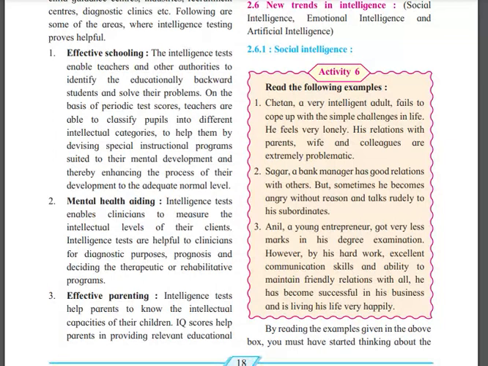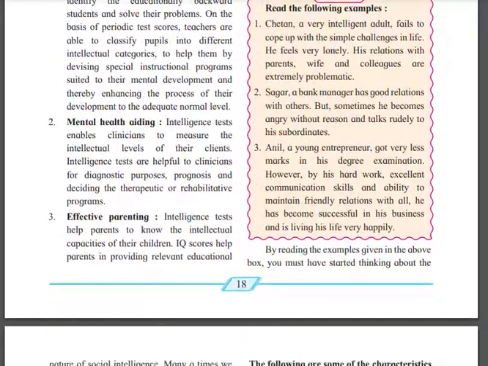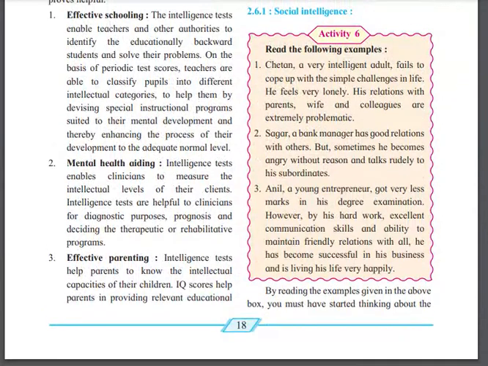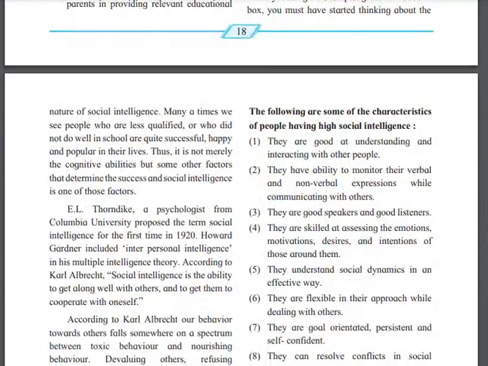Let me read an example. An intellectual adult fails to cope with the challenges in life. He feels very lonely. Sometimes you are academically good, but you don't have that much confidence to have friends, and that is social intelligence. Many times we see people who are less qualified and did not do well in studies, yet are quite successful, happy and popular in their lives. Thus it is not merely cognitive abilities but other factors that determine success.